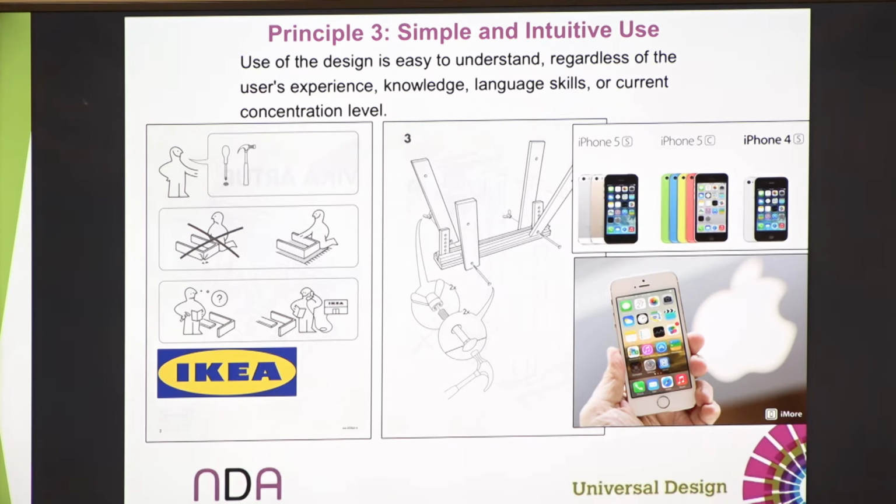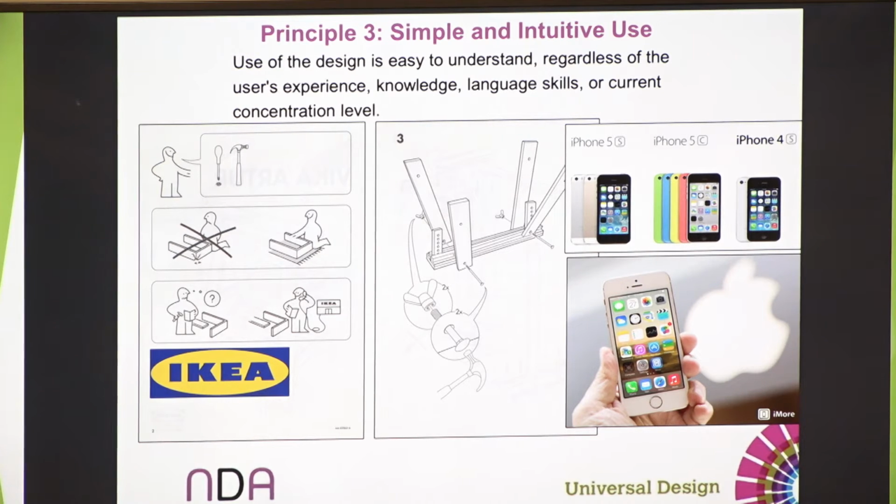Principle 3 is simple and intuitive use. This is awareness, ensuring that critical information for use is easily perceived. It's basically the use of design to be understood regardless of the user's experience, knowledge, language skills, or current concentration level. They don't have to think too much before they see what they need to do, and you'll see that in some of the examples as we go along.